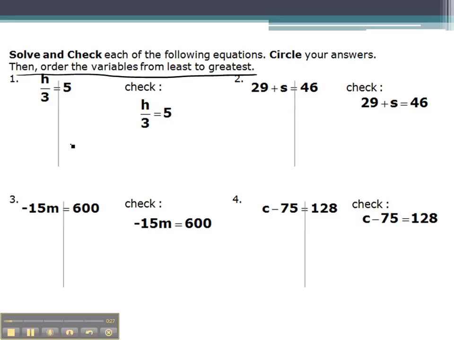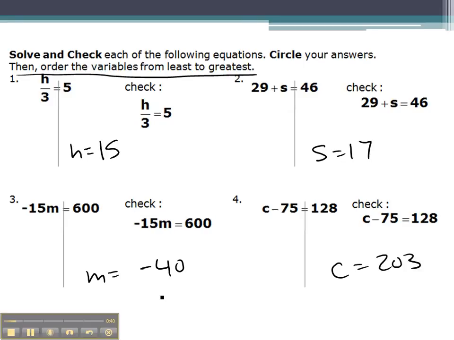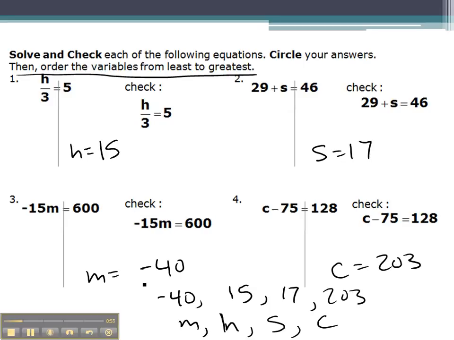Not going to go through all this work again, but we already solved for these variables. H was 15, S was 17, M was negative 40, and C was equal to 203. So if I were to order these variables from least to greatest, negative 40, 15, 17, 203, so M, and then H, and then S, and then C in order from least to greatest.